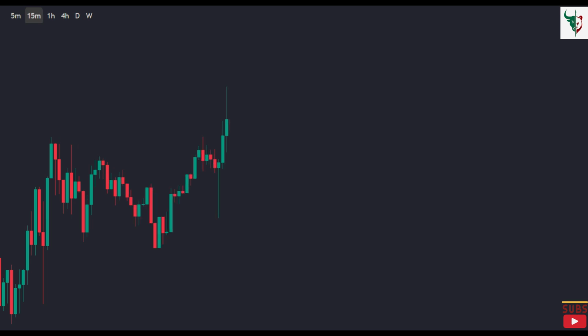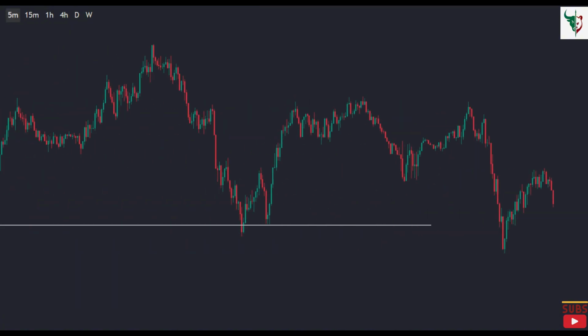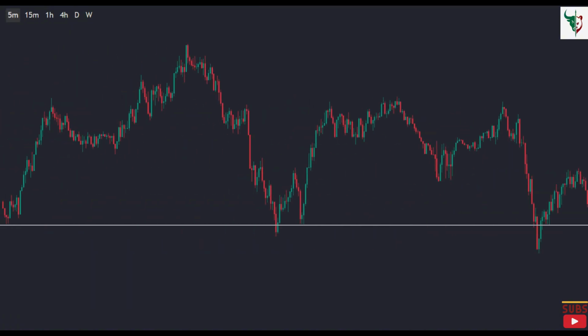Right now, we're looking at a 15-minute chart. As you can clearly see, the market has touched this same price level 3 times in the past. Each time, it bounced back strongly, and that confirms this is a strong and valid support zone. So, we draw a horizontal line at this level to mark our zone. Now we switch to the 5-minute chart to find a more accurate entry point.